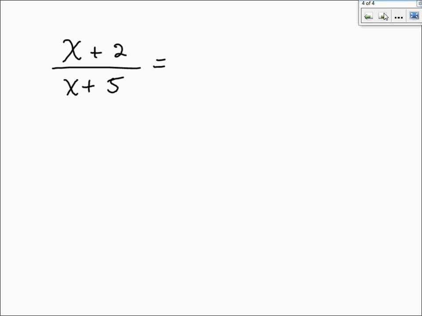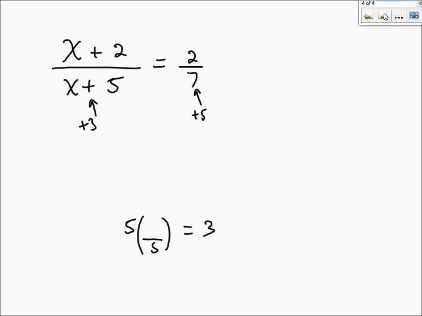And suppose you have 2 over 7. Now, on the left side, the bottom is 3 more than the top. But over here, it's 5 more. So the question is, what do you multiply 5 by to get 3?